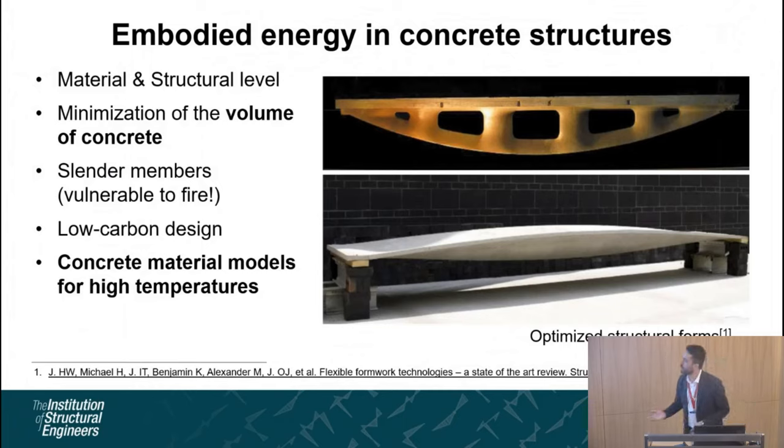So in order to minimize the embodied energy in concrete structures, we can operate both at a material and at a structural level. And from a structural point of view, what we can do is to minimize the volume of concrete that we use in our structures. And this, of course, leads to the design and realization of slender elements, which are, by nature and definition, very much vulnerable to fire. And this is because of their relatively small thermal mass. So the implication of this is that in order to achieve a low-carbon design of concrete structures, we need to develop robust and reliable concrete material models for high temperatures.